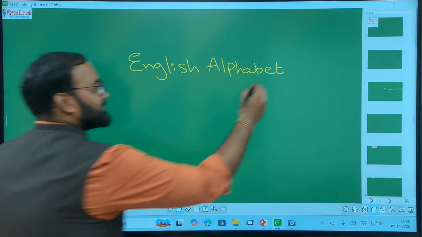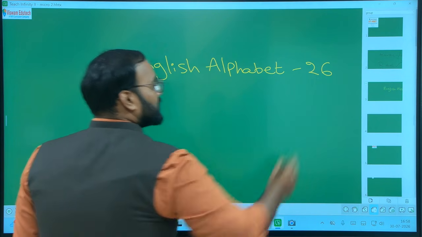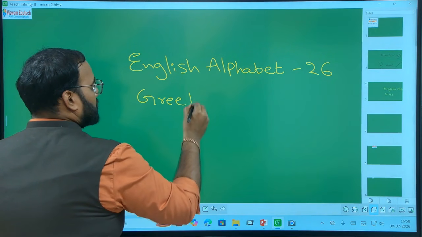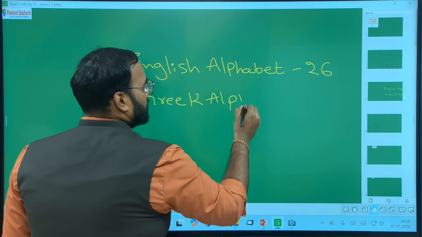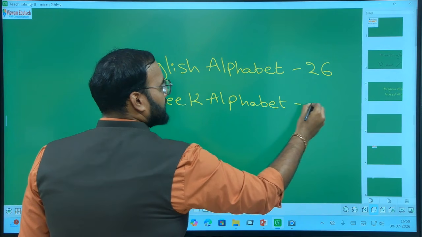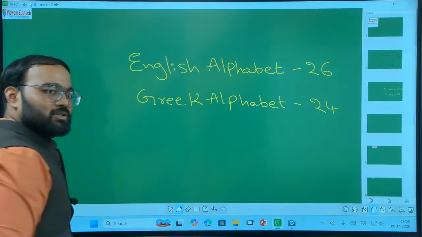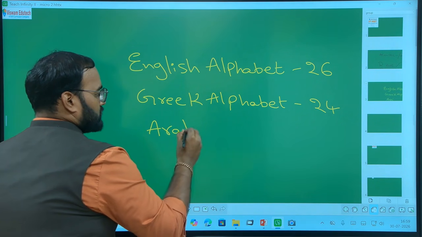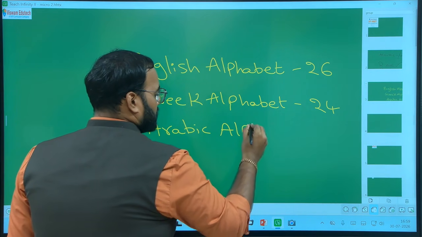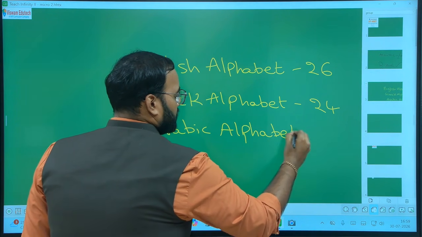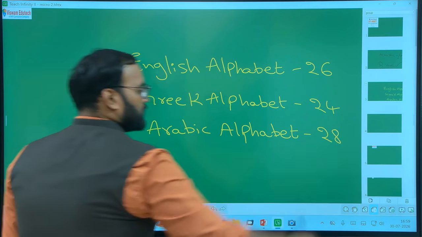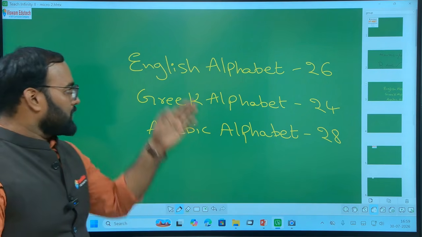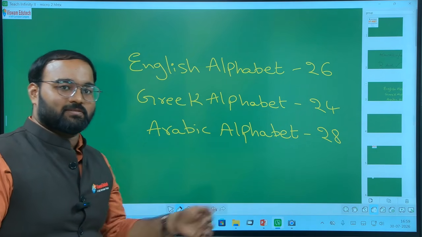English alphabet, we have 26. Greek alphabet, we have 24 letters. In Arabic alphabet, we have 28 letters. So these together, they are called as alphabets.